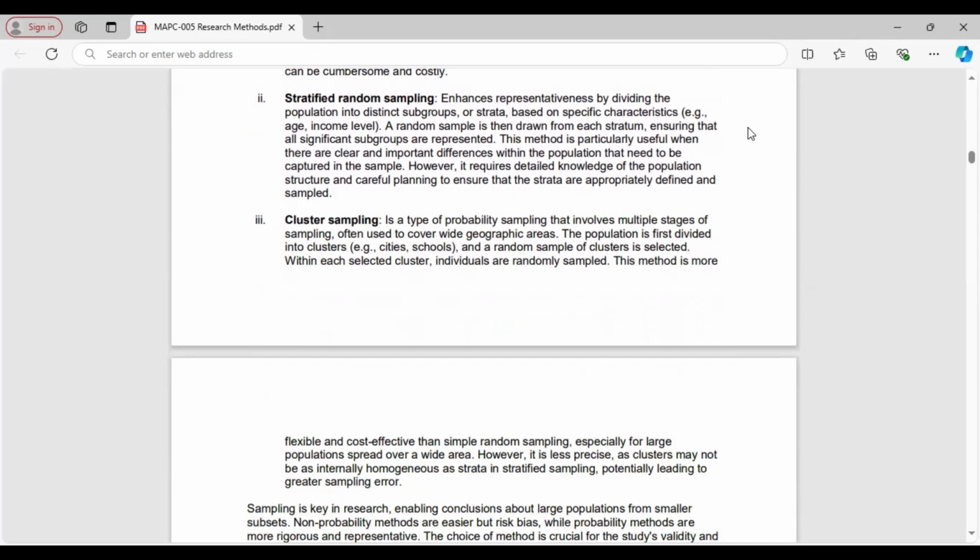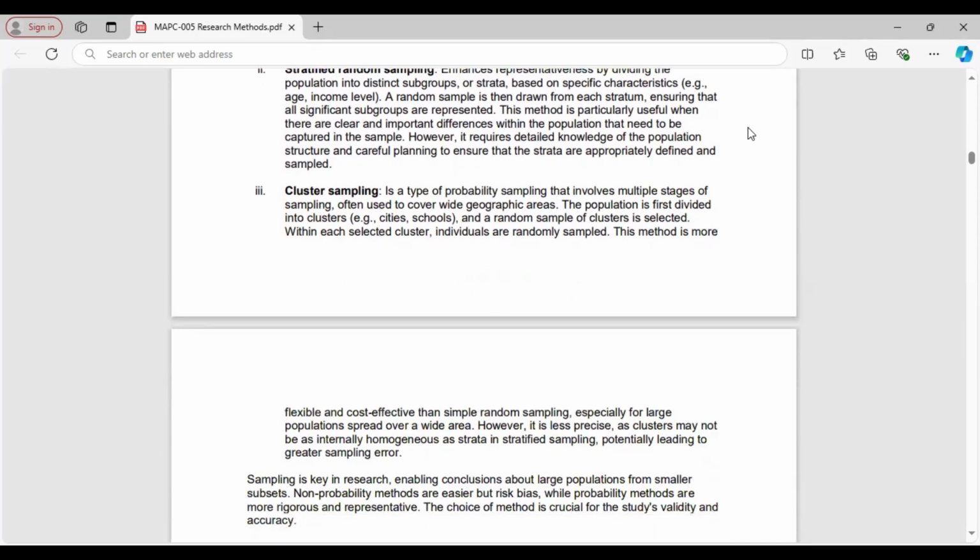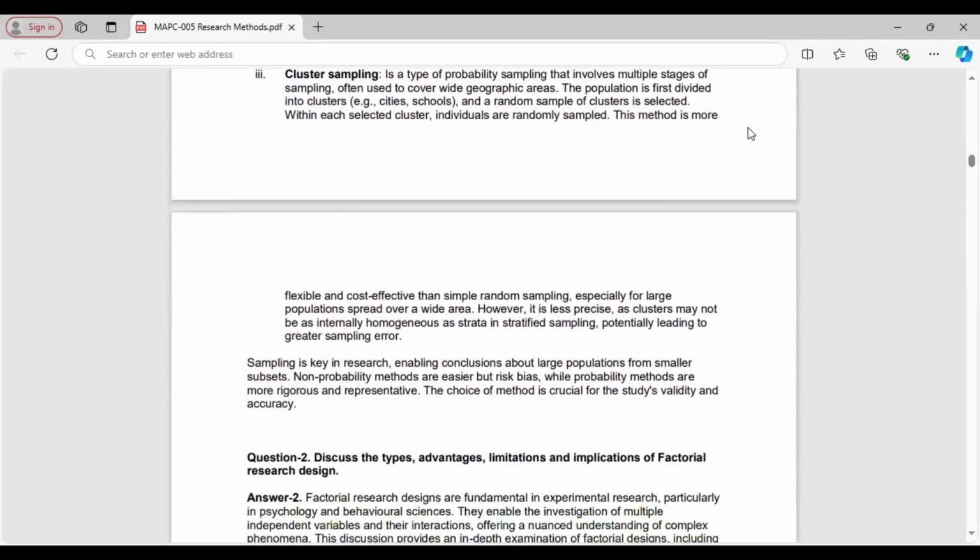In conclusion, sampling is a crucial aspect of research that influences the validity and accuracy of conclusions drawn about larger populations. Non-probability methods are often easier to implement but may introduce bias, while probability methods offer a more rigorous approach to ensure representative findings. Next, question 2.